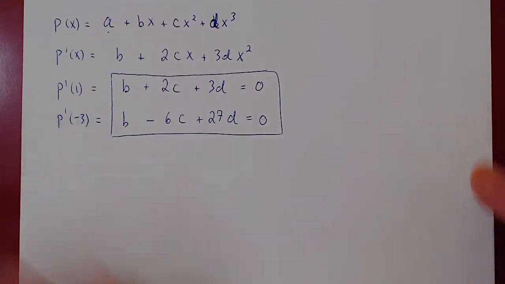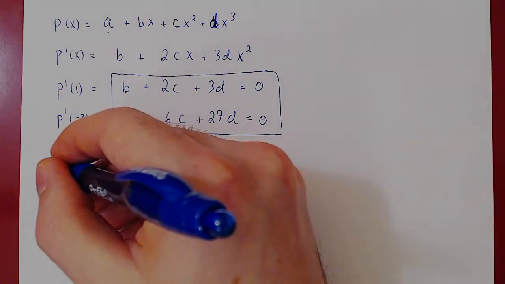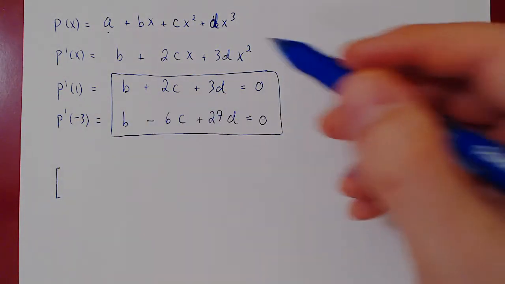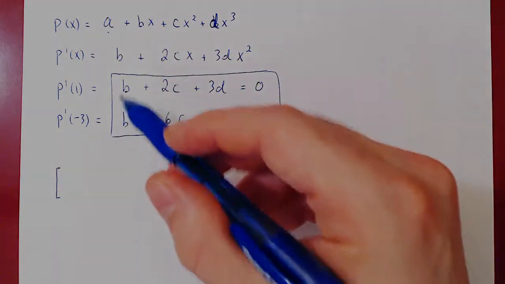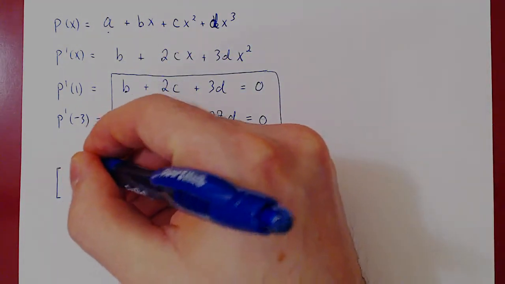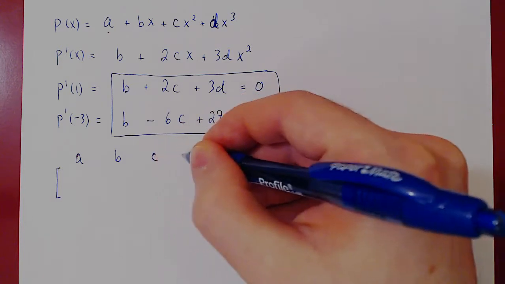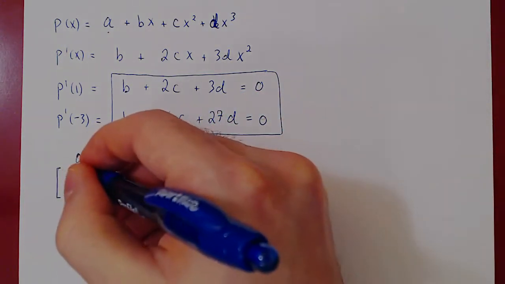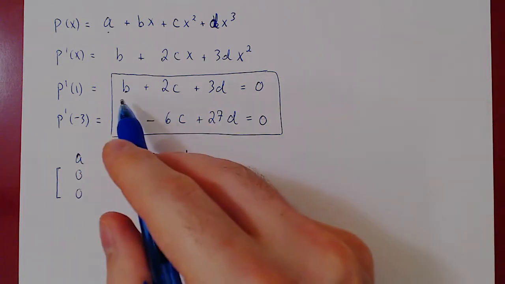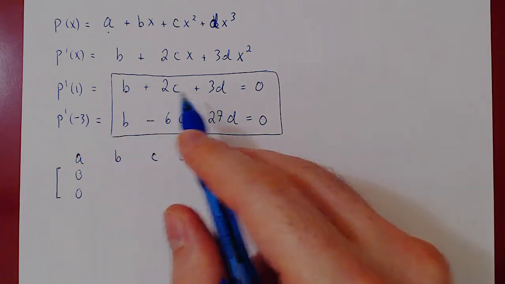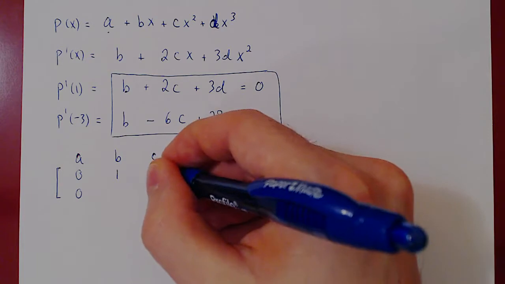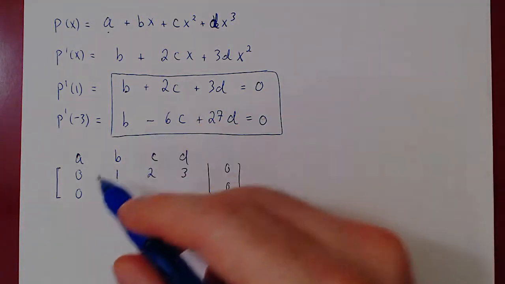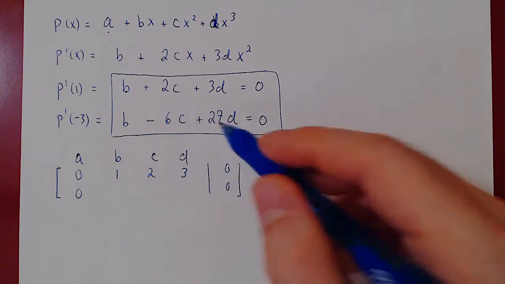Let us look at the augmented matrix. A, even though it's not here, is there, but it simply has a coefficient of 0. So we'll look at A, B, C, D. The first equation will be 1, 2, 3. The second equation, the second row, will be 0 again for A, 1, negative 6, 27.